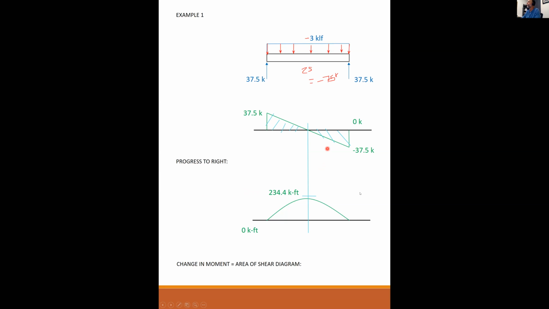Like so. And this is your check. You should always make sure that you got back to 0. If you do not get back to 0, then you have made a mistake someplace.